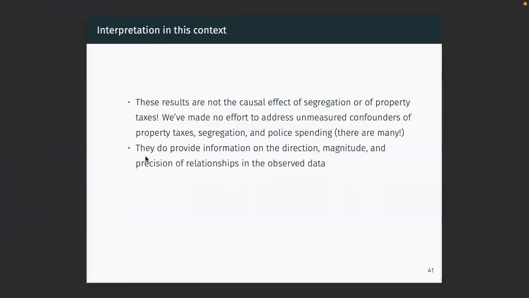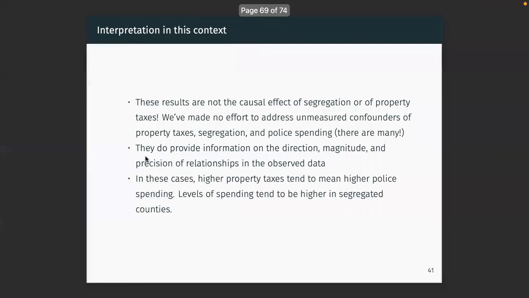What these do, so they don't give us causal estimates, but they do give us information on the direction, magnitude, and precision of the joint relationships across the variables in the observed data, right? They tell us about conditional means, right? They don't tell us about causal effects, but they do tell us about conditional means. And that can be helpful.